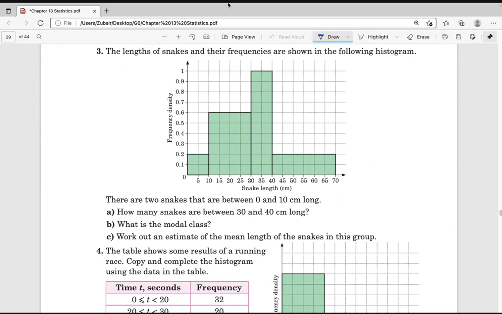Question number 3. The lengths of snakes and their frequencies are shown in the following histogram. There are two snakes that are between 0 and 10 centimeter long. How many snakes are between 30 and 40? Now see, there are two snakes. Let me go back.